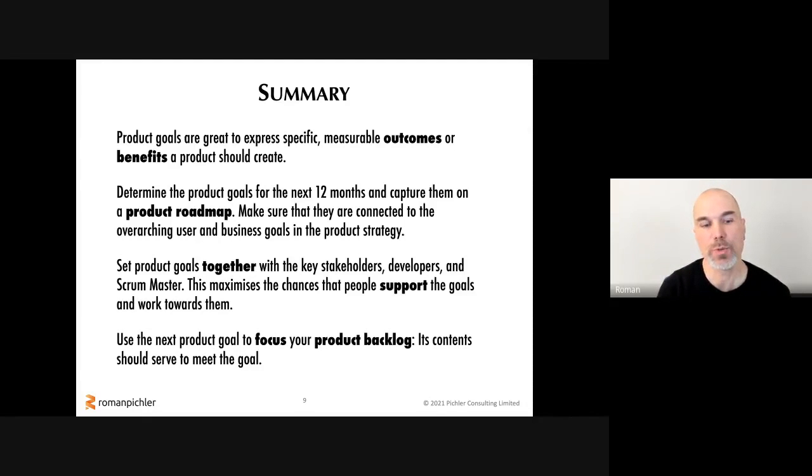And finally, use the next product goal in order to focus your product backlog. All the product backlog items should really serve to meet this specific goal. And it's a great way to understand if you should add an item to the product backlog or not. If the item is likely to help you to meet this goal, you should probably add it to the product backlog. But if the item doesn't help to meet this goal, then you probably shouldn't add the item to the backlog.